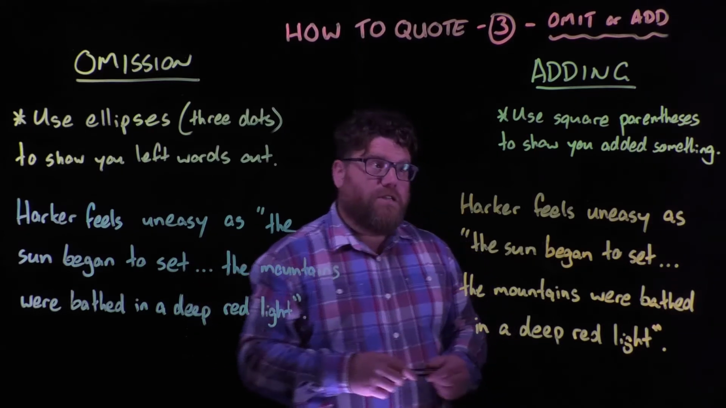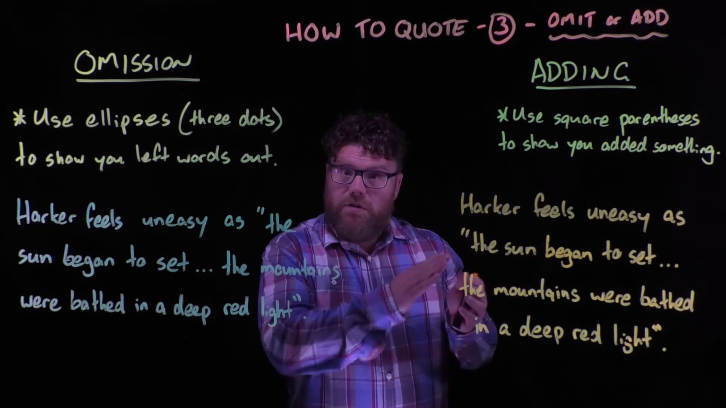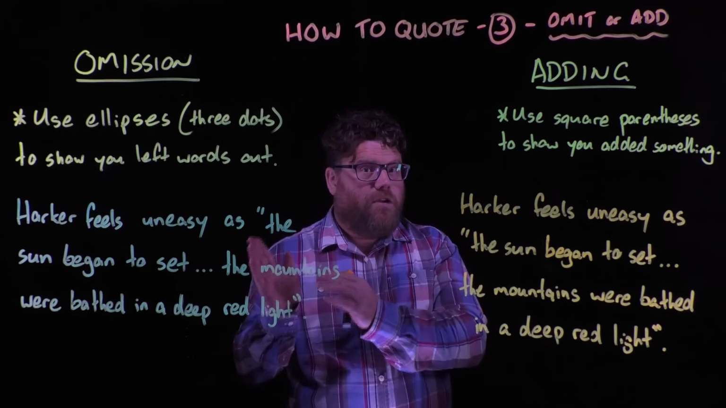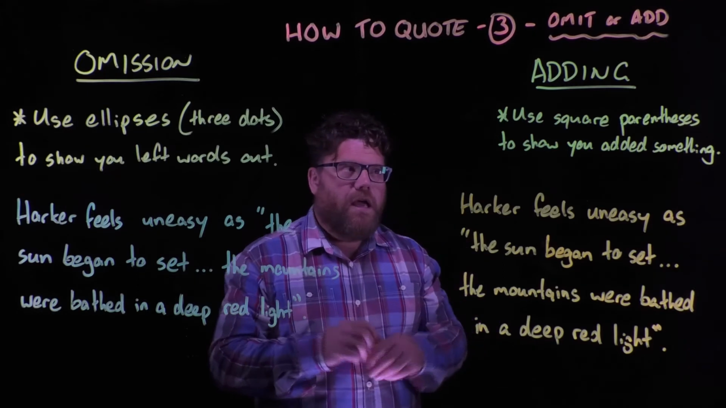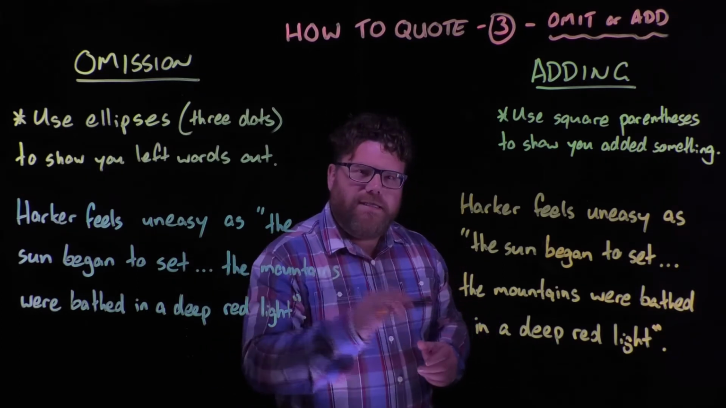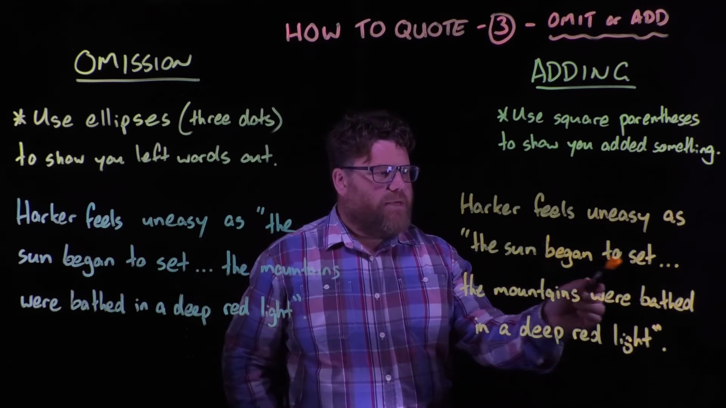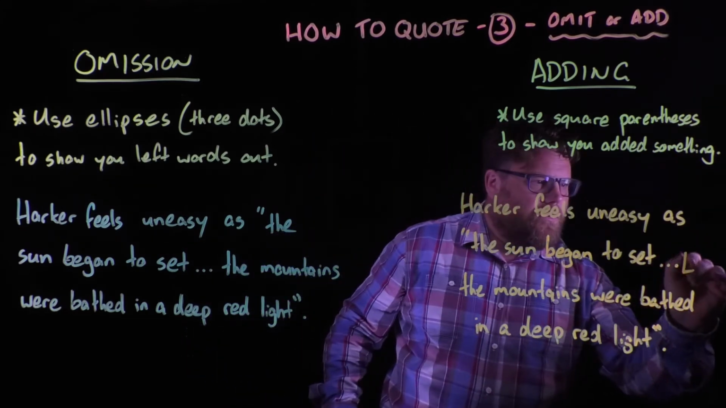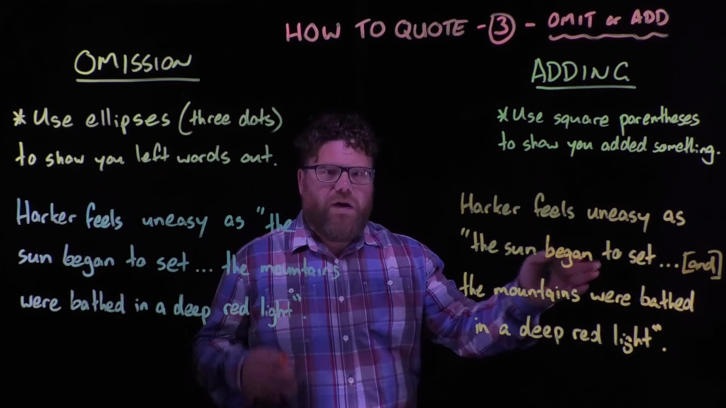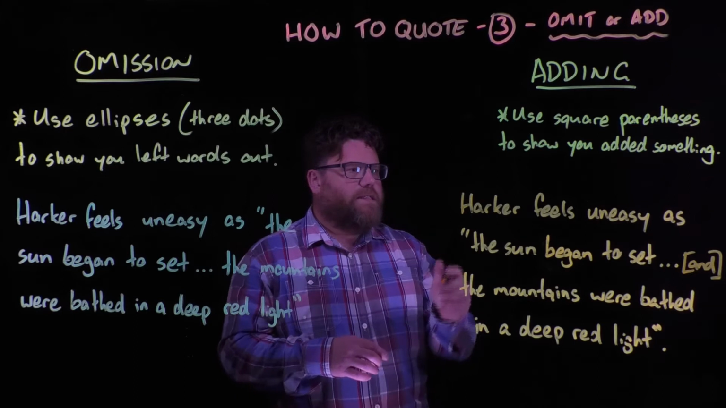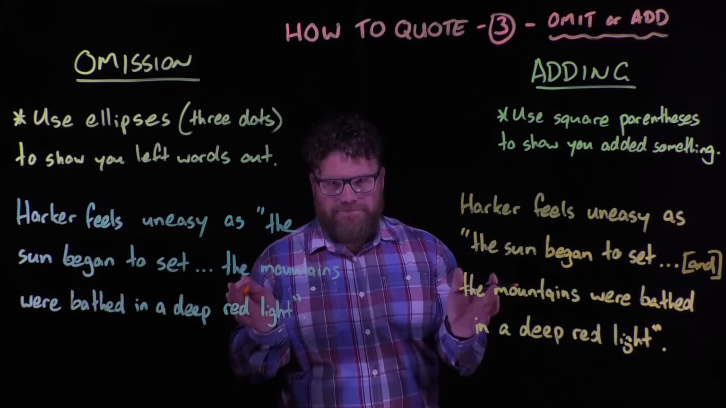So if we want to add a word to fix that, we can use square parentheses to show that we've added something. So we can use them to show we've changed something, like I showed you in an earlier lesson where you can change a capital to a lowercase or a lowercase to a capital using square brackets or parentheses. But we can also use it to add a new word. So here's our quote again. Harker feels uneasy as the sun began to set, and we want to add in the word and. And that could go before the ellipses or after, doesn't matter. And now it reads, Harker feels uneasy as the sun began to set and the mountains were bathed in a deep red light. Much better.